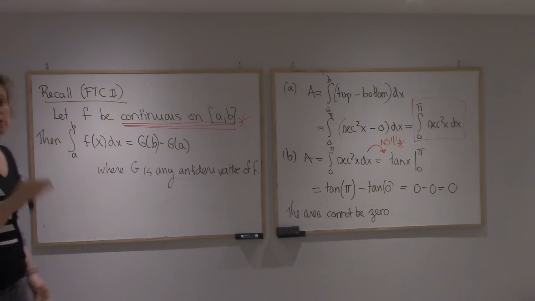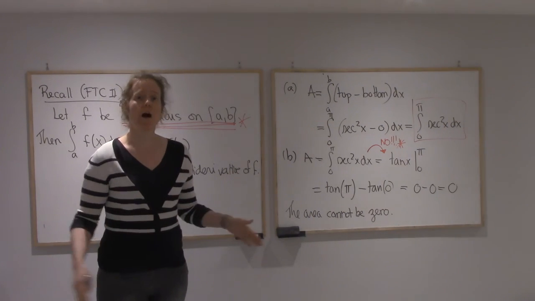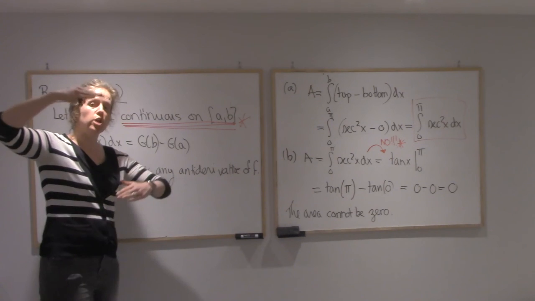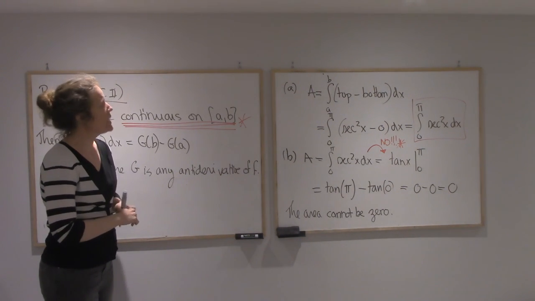Alright, so to be allowed to use FTC, your function must be continuous on the whole interval. So you cannot have vertical asymptotes. You cannot have jumps. You can't have points where you have to lift your pen to draw it.